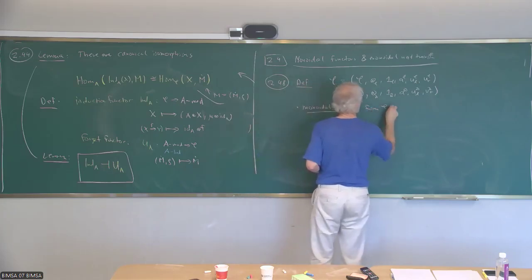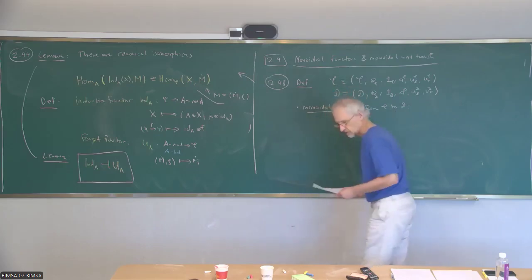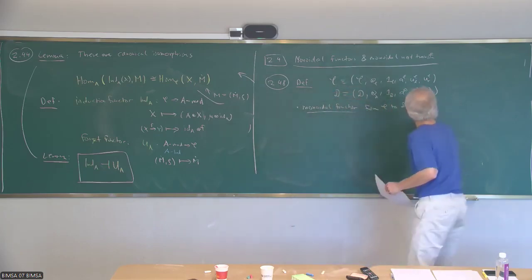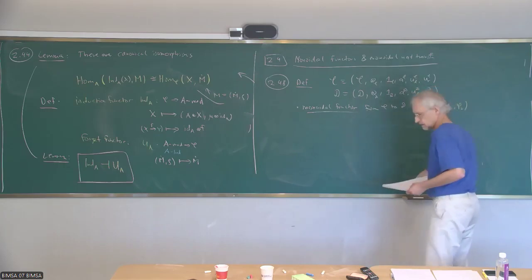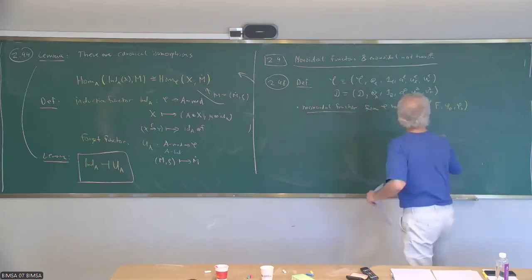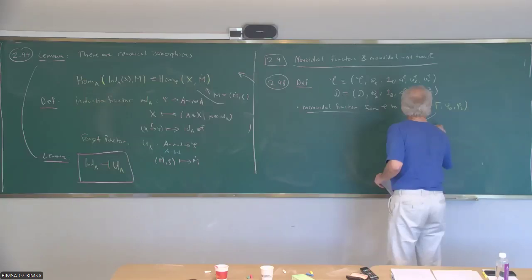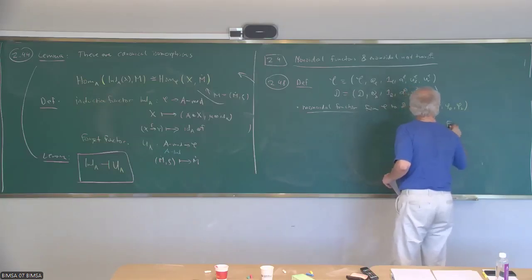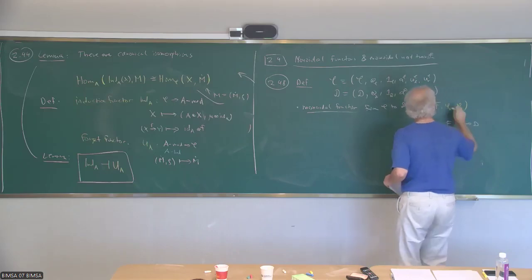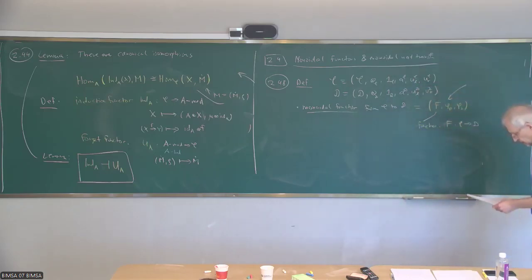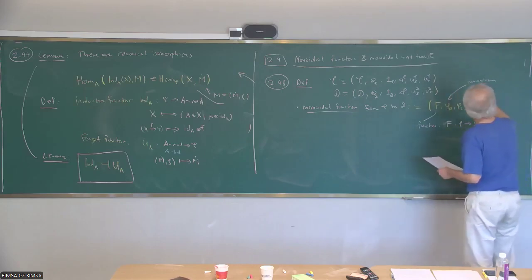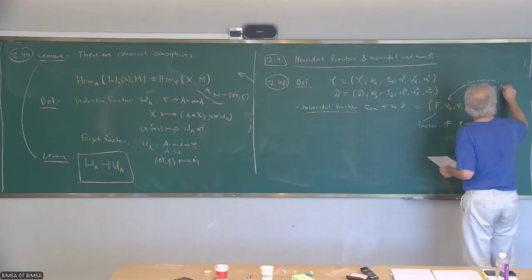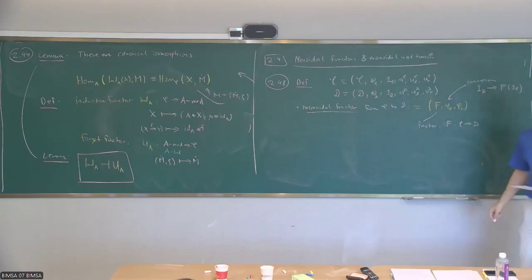A monoidal functor from C to D is a triple F, phi 0, phi 2, where F is a functor between the underlying categories, and phi 0 is an isomorphism in D from the unit in D to what I get by applying F to the unit in C.